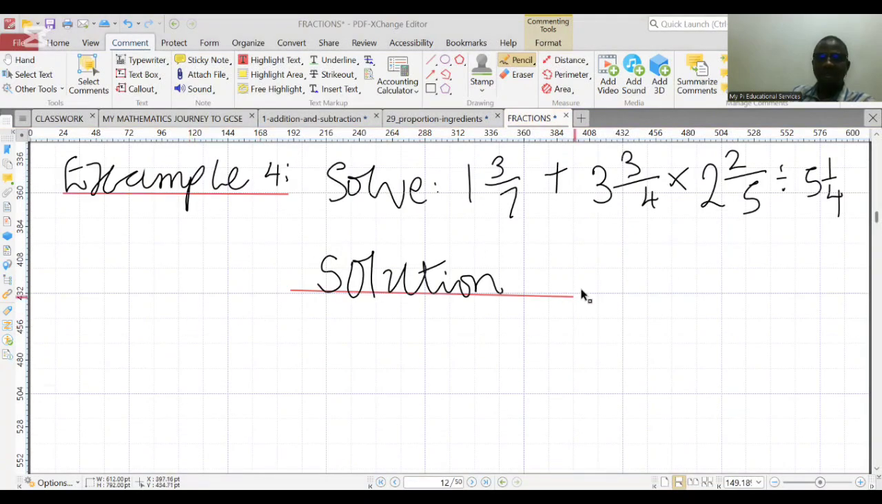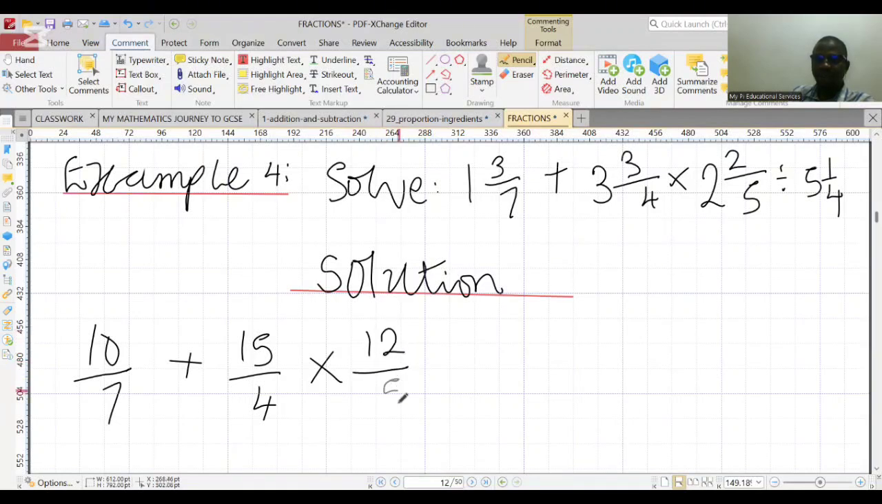Okay, so let's change everything to improper fraction first. So we have 1 times 7, that will be 7, plus 3, that will give you 10 out of 7. Plus 3 times 4 will give you 12, 12 plus 3, that will give you 15 out of 4. Multiplied by 2 times 5 will be 10, plus 2, that will give you 12 out of 5. Divided by 5 times 4 will give you 20, plus 1. We have 21 out of 4.